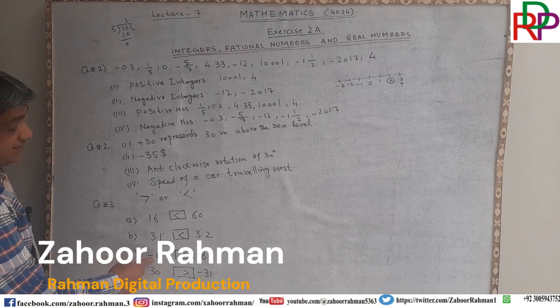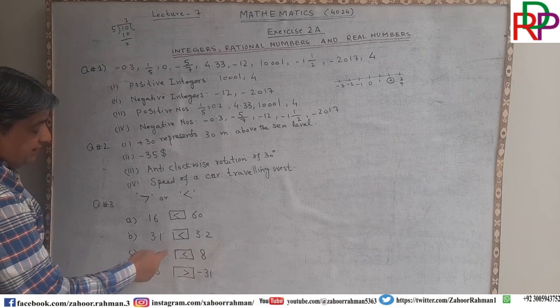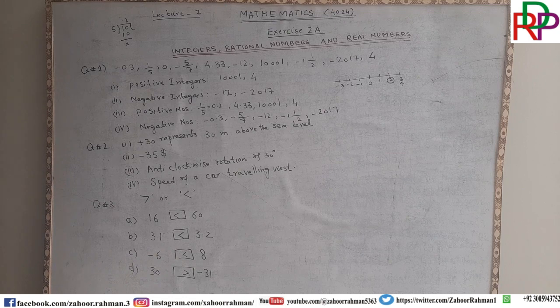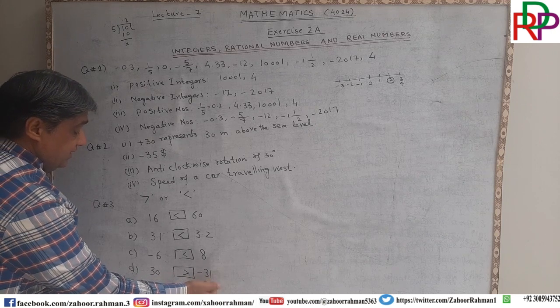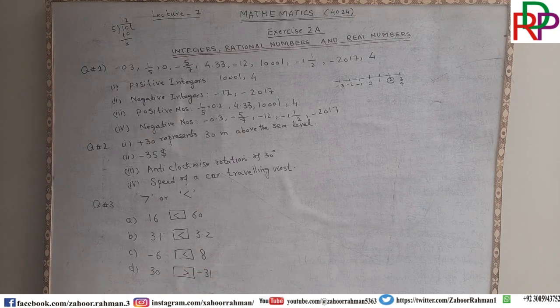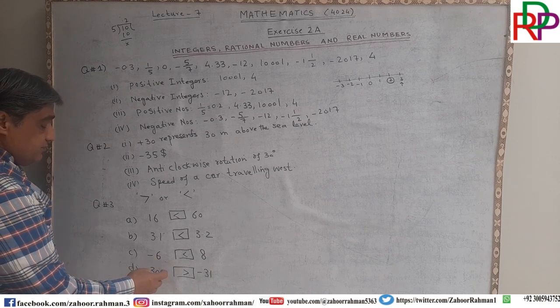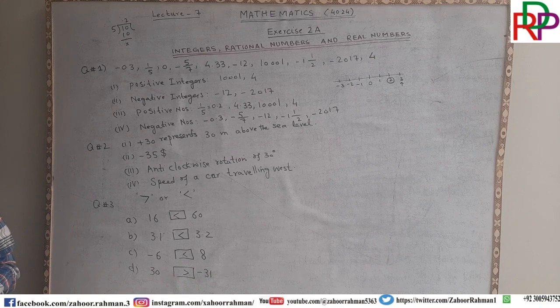Similarly, minus 6 is less than 8. 8 is a positive number and minus 6 is a negative number, so it will be on the negative side. 30 and minus 31. Negative numbers are always smaller than the positive numbers. So 30 will be greater than minus 31.